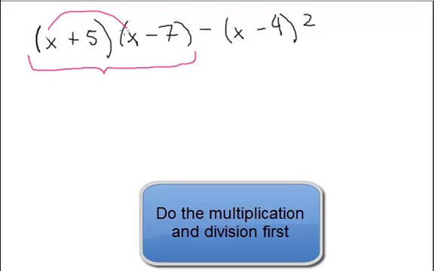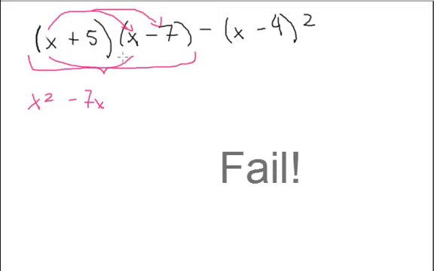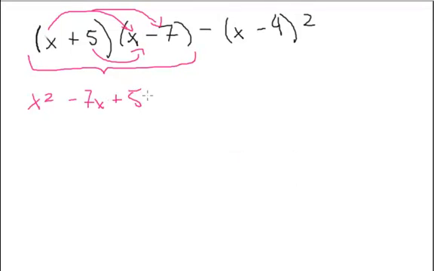So I have x times x, that's x squared. x times negative 7, that's negative 7x. 5 times x, add 5x, and 5 times negative 7, a positive and a negative make a negative, so we have negative 35.